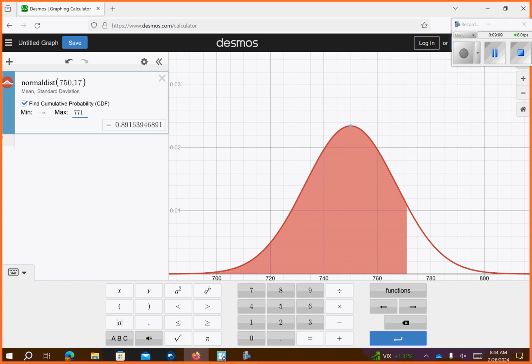And then explain what a type 2 error would mean in the context of this question. We failed to find strong evidence that these cheeseburgers average more than 750, but they really do average more than 750. So that's kind of the type 2 error.